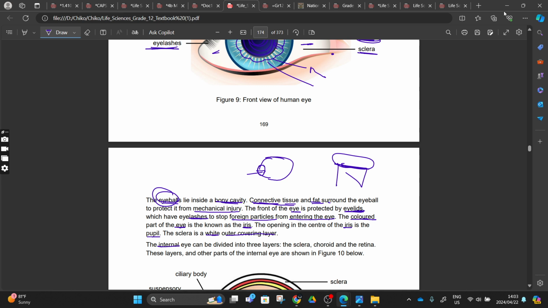The internal eye can be divided into three layers. We have the sclera, the choroid, and the retina. These are the layers that surround our human eye. We're going to learn about this now. These layers, and the other parts of the internal eye, are shown in figure 10.